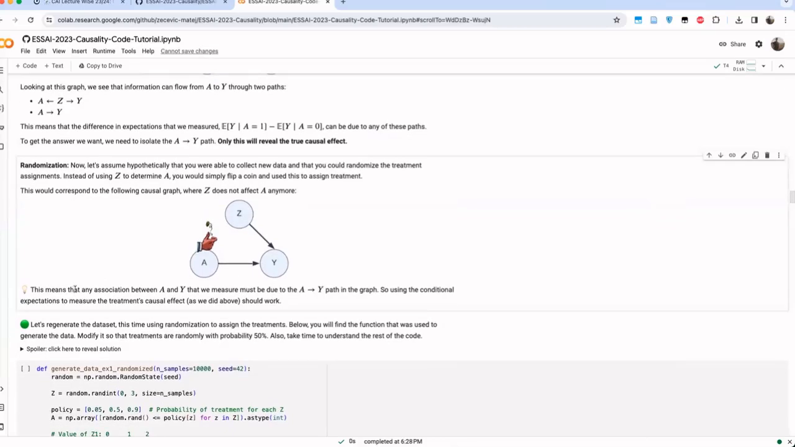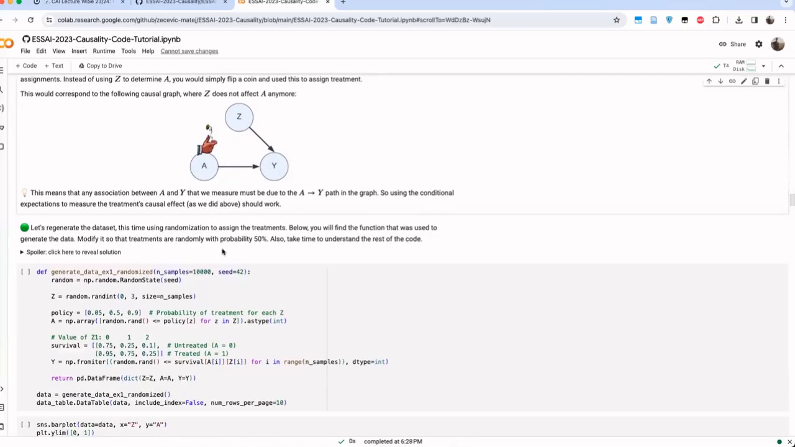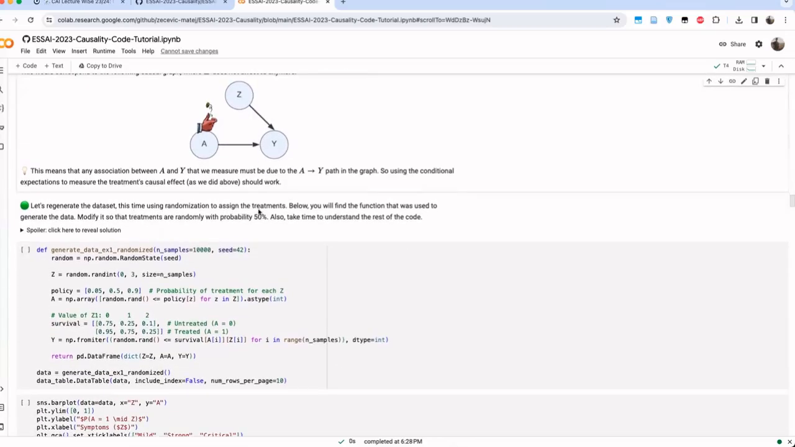And this in a graph means that the association now between A and Y must really just be due to this path, because again, Z has no connection whatsoever now to A, because we randomized, right? So A is just being created on its own, like whether someone gets the treatment or not. So that's what we are going to try to do now. We're going to randomize this data set.